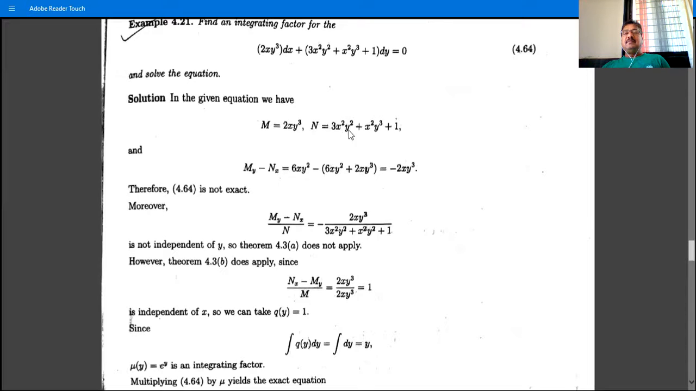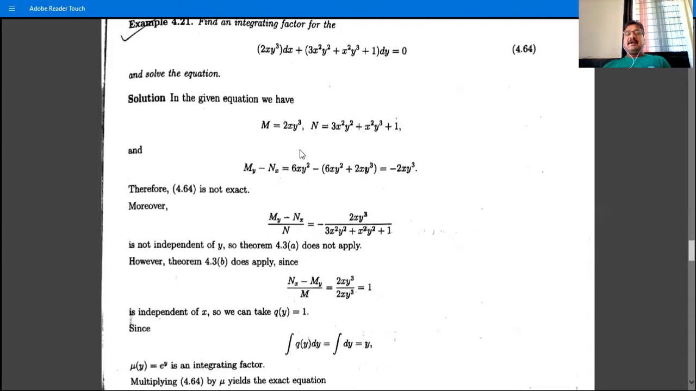∂M/∂y means the derivative with respect to y, so keep x constant. So in ∂M/∂y, 3x squared is constant, the derivative of y squared is 2y, and x squared is constant, the derivative of y cubed is 3y squared. Now ∂N/∂x, not with respect to y but with respect to x: 3y squared is constant, and the derivative of x squared is 2x. So we have 6xy squared. Now this is 2xy cubed. So this is ∂N/∂x.